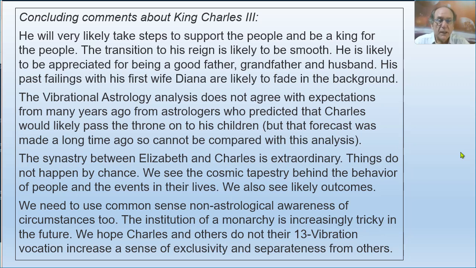So this is all based on everything that I've said in this video and the first part of this two-part series on Charles. The vibrational astrology analysis does not agree with expectations from many years ago from astrologers who predicted that Charles would likely pass the throne to his children. Many years ago, I think 10 years ago or more, some astrologers said that Charles would abdicate the throne. He wouldn't be a good king, and he would probably pass it on to his kids.